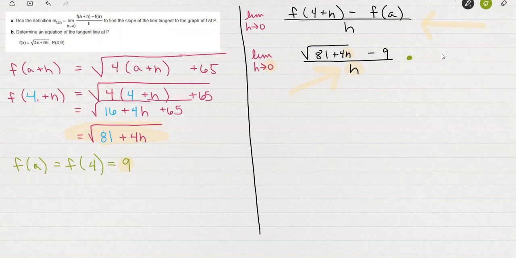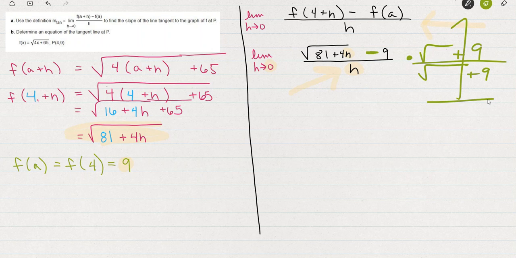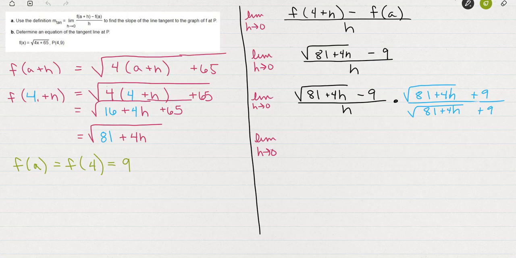I'm going to multiply by the conjugate. Since this is subtract 9, I'll do the square root plus 9, and then to keep it equivalent, to make it a 1, I'll multiply the denominator also. And then I'll take the limit. If we work it all out correctly, we should see this h in the denominator dividing out. Let's see. I'm going to use the fact that a plus b times a minus b is a squared minus b squared to speed up this multiplication.